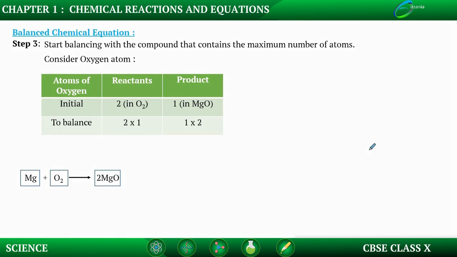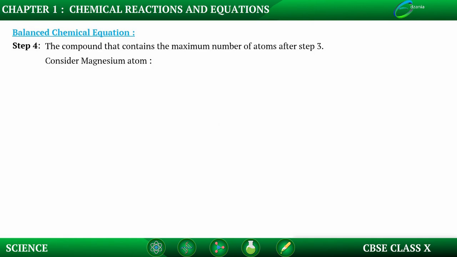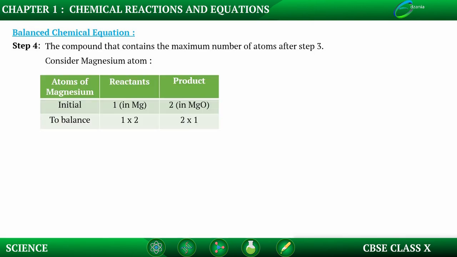Magnesium in reactants is 1. Oxygen in reactants is 2. In the product, the number of atoms of magnesium has become 2. The number of atoms of oxygen has become 2. Thereby, here we have balanced oxygen atoms, but now our magnesium atoms are unbalanced. So, in our next step, we are considering magnesium atoms.